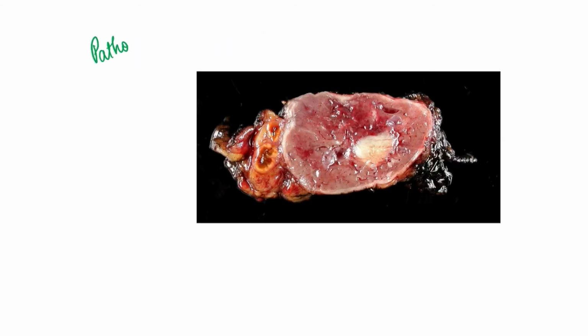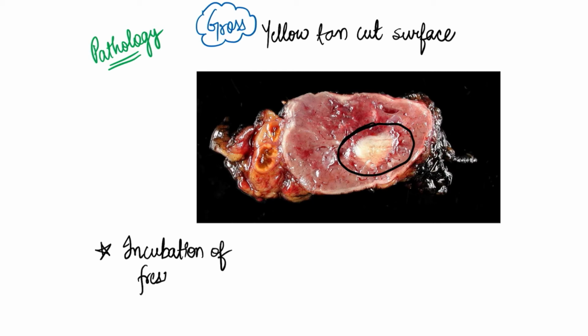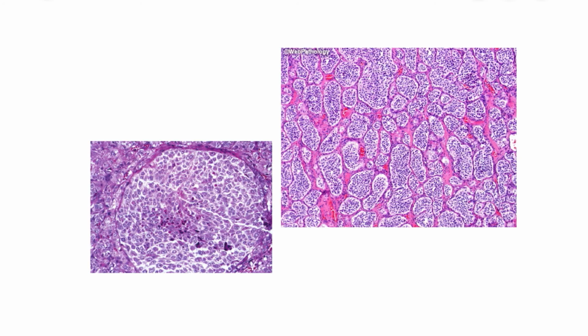Now let's see the pathology of pheochromocytoma. Grossly, we are going to see a yellow tan colored tumor, which is a characteristic feature of all the neuroendocrine tumors. Now, a special thing about this tumor is that if you're going to incubate the fresh tissue with potassium dichromate, you're going to see a dark brown color, which is because of the oxidation of catecholamines present in this tumor and is known as chromaffin reaction.